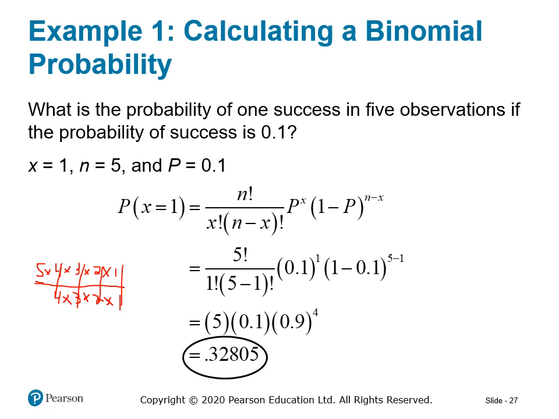Just 5. So here I have 5 times 0.1 to the 1 is 0.1, times 0.9 to the 4th power. I take my calculator, calculate 0.9 to the 4th power multiplied by 0.1 times 5, and I get 0.32805. This is the probability of one success in 5 observations given a probability in each trial of 0.1.